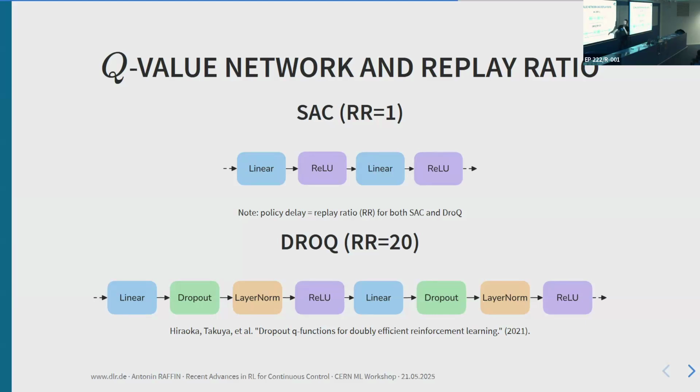A small note also, it is optimizing the Q value estimation. So it is trying to make the Q value estimation converge and is only optimizing the policy, so the actor, the controller, every 20 iterations. And that's what is called the policy delay. So the replay ratio is usually equal to this delay. So you train the Q value more often in a way that it converges first, and then you can train the actor network that is trying to maximize this Q value afterward.